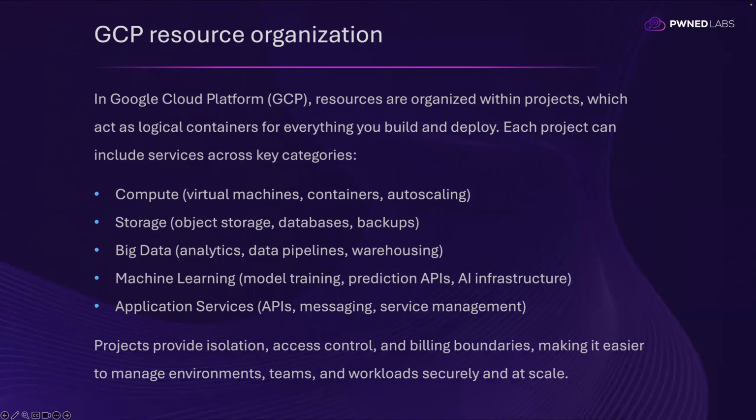Okay, so the unit of separation in terms of isolation in Google Cloud Platform are projects. In AWS, you may think of AWS accounts as the unit of isolation. In Azure, potentially resource groups are the unit of isolation there. In GCP, you have a project, so effectively a group of resources that's isolated from other resources.